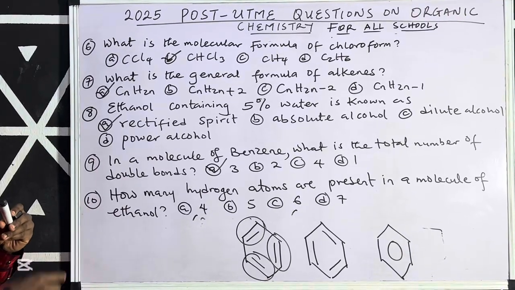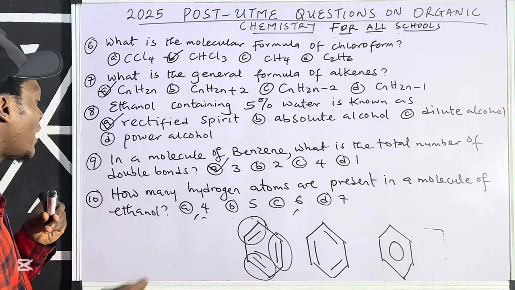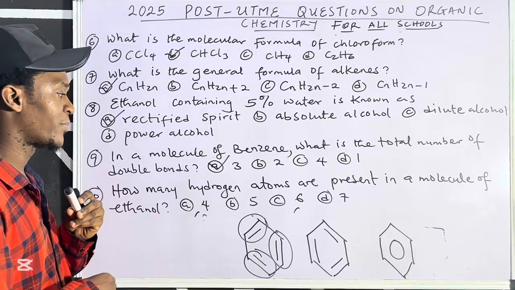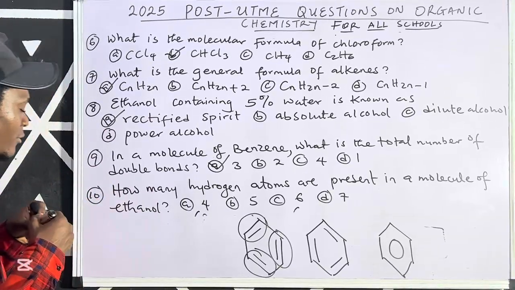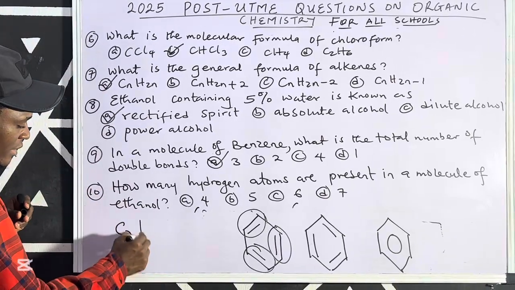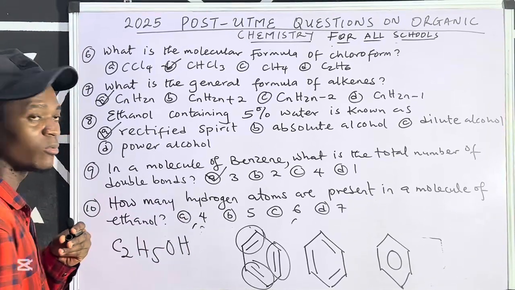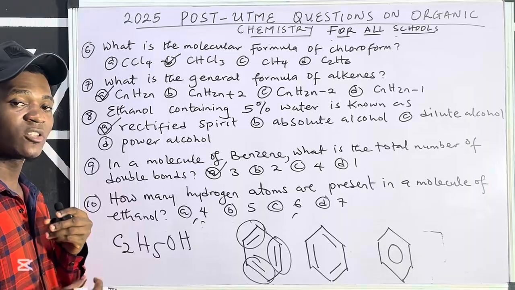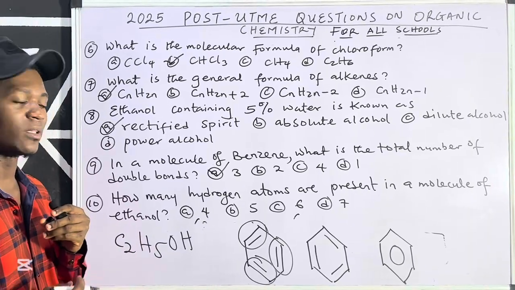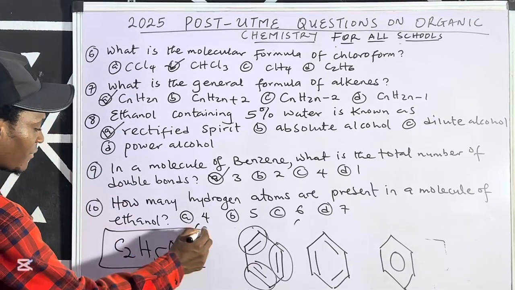How many hydrogen atoms are present in a molecule of ethanol? What's the formula again of ethanol? Is C2H5OH. All these are questions that when you just see, you don't waste time in the hall. Try to manage your time and then you get your answer quickly. Looking at this is the formula of ethanol.